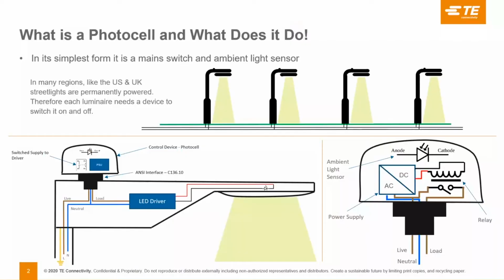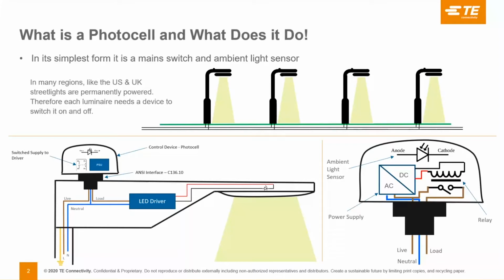I would like to start with, what is a photocell and what does it do? It is simply a main switch with an ambient light sensor. In many regions, like the US and UK, streetlights are permanently powered. Therefore, each luminaire needs a device to turn it on and off. A photocell provides the on and off function.